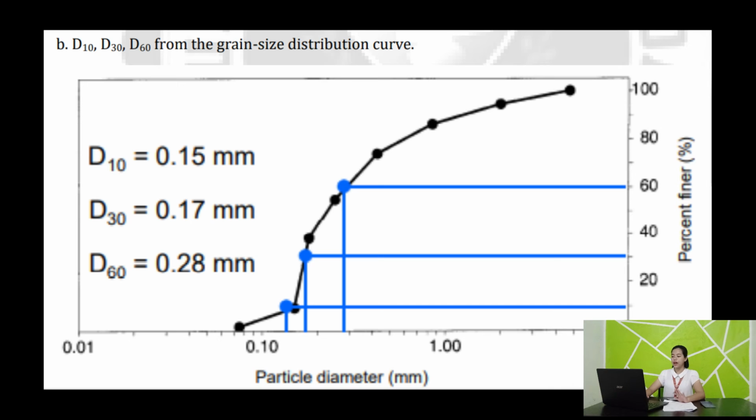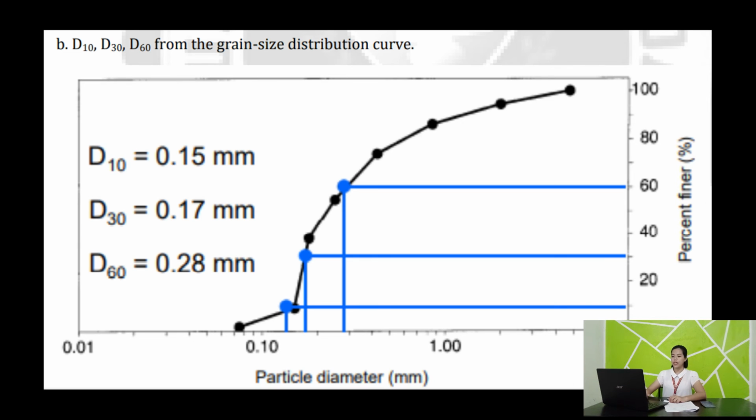So, in the graph, D10 belongs to 0.15 mm, while D30 has a value of 0.17 mm, and D60 has a value of 0.28 mm.